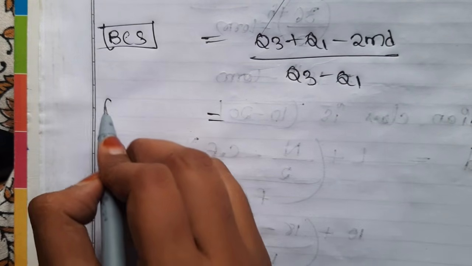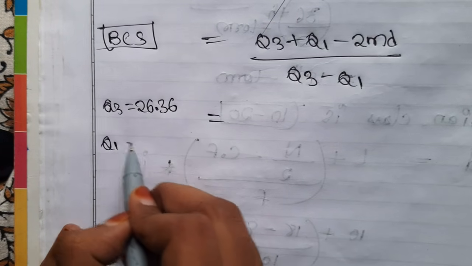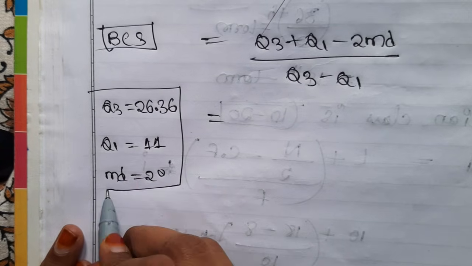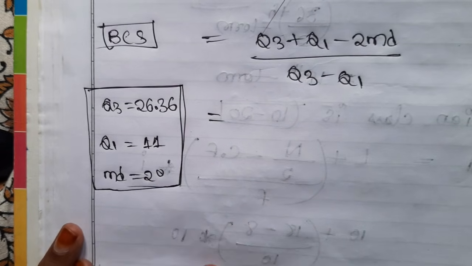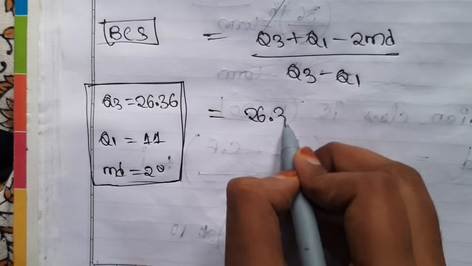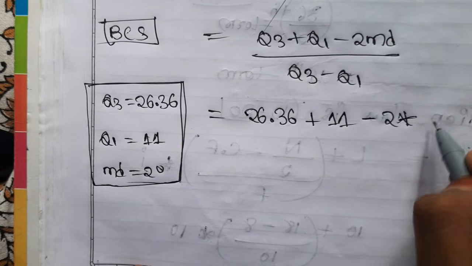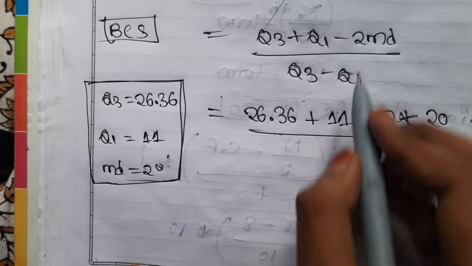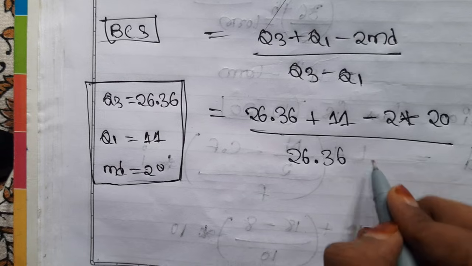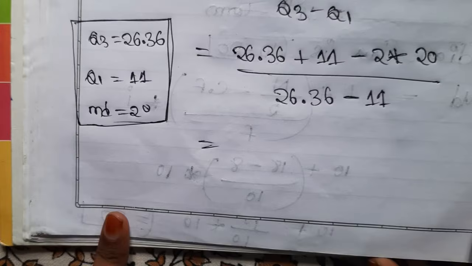Okay, we got Q3. Q3 was 26.36, right? Previously we have calculated. Q1 was 11 and MD was 20. I'm just writing it roughly. You don't write in the answer booklet. You can write these in the working notes if you want. So let us substitute. Q3 is 26.36 plus 11 minus 2 into MD. How much it is? 20. 2 MD means nothing but 2 into MD. Q3 is 26.36 minus Q1. Q1 is 11. Now you perform the calculations on this.